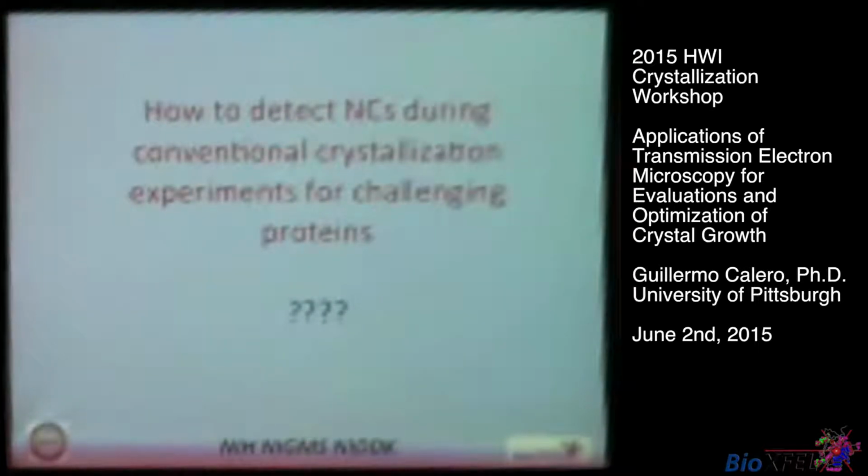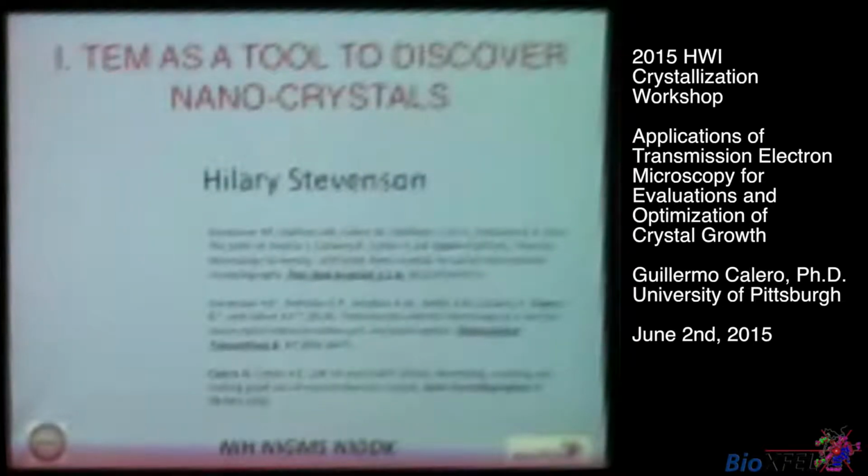Given that the problem is to crystallize protein, the interest in my lab was, can I discover nanocrystals of the hard proteins I'm working with? So the question we ask is, how can we detect nanocrystals of challenging proteins? This work was done by Hilary Stevenson, a current BioXFEL fellow, who did part of this work when she was a grad student, and she has now been in my lab for one year and has made tremendous advances in this.